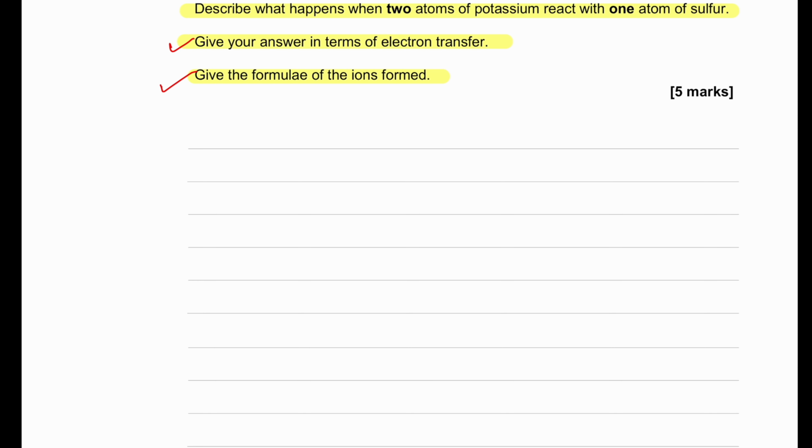So guys, in a question like this, our approach would be: electrons are transferred to whom? So potassium transfers electrons to sulfur. How many? One electron. So two potassium atoms lose one electron each and form K+ positive ions, whereas the sulfur gains two electrons and forms S2- negative ions.